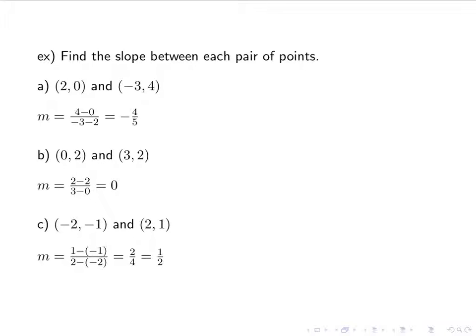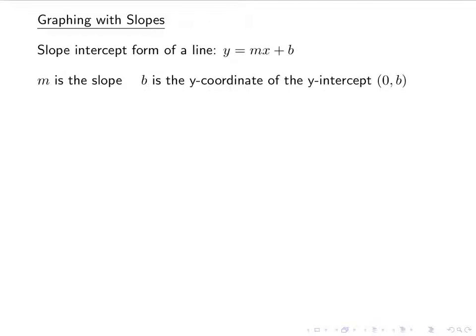Okay, so we've talked about linear equations a little bit in general. We've talked about the slope, and now we're going to look at graphing. So we're going to graph using two different methods. The first one is graphing with slopes. And we're going to look at what's called the slope-intercept form of a line. So y equals mx plus b. M, again, is the slope, and b is the y-coordinate of the y-intercept, which is the point 0, b, where the graph crosses the y-axis, which is when x is 0.